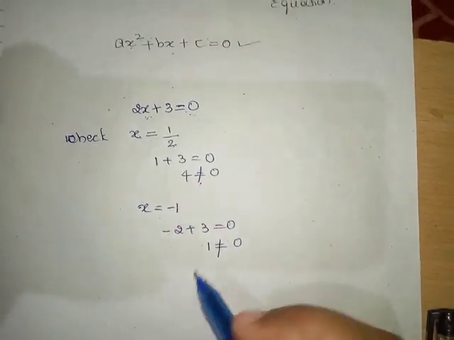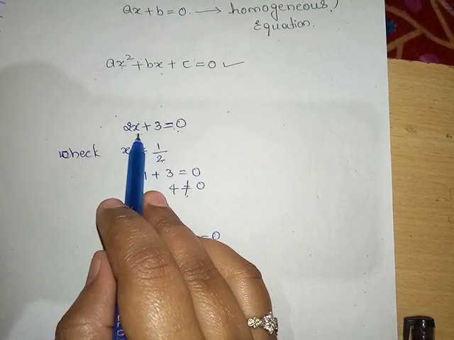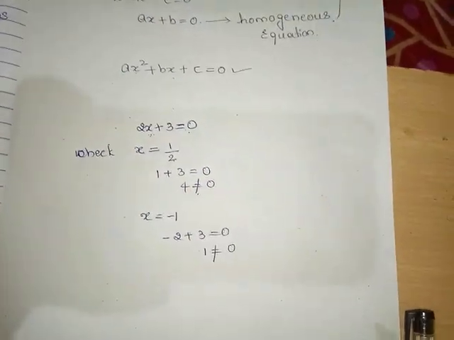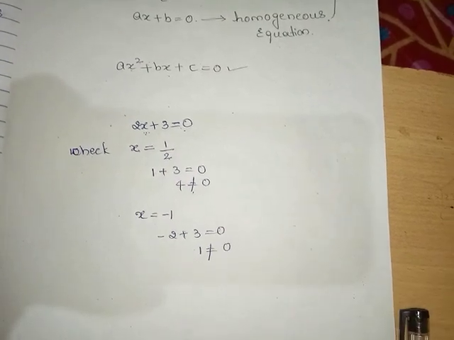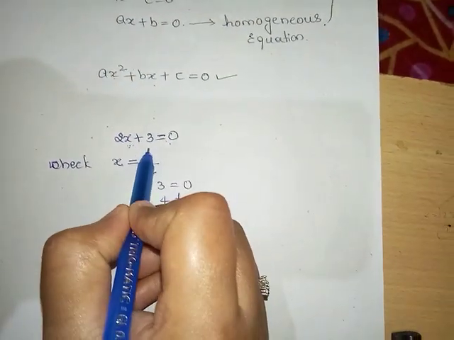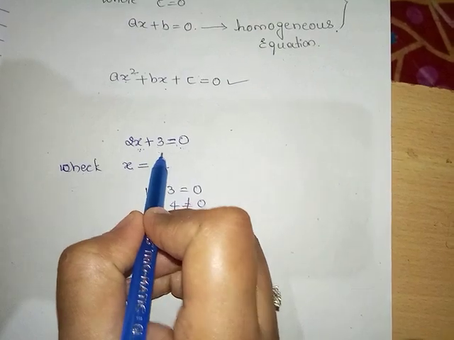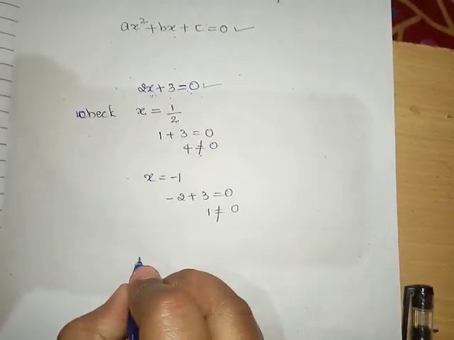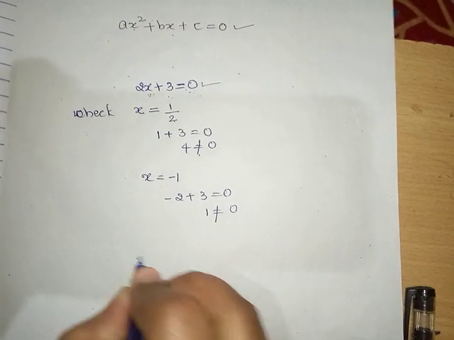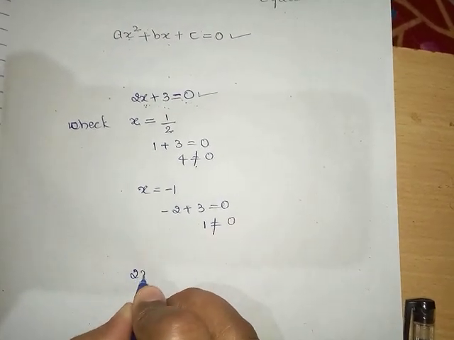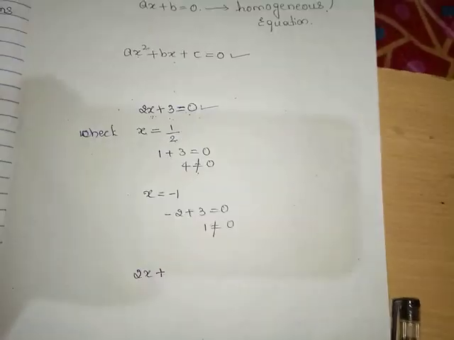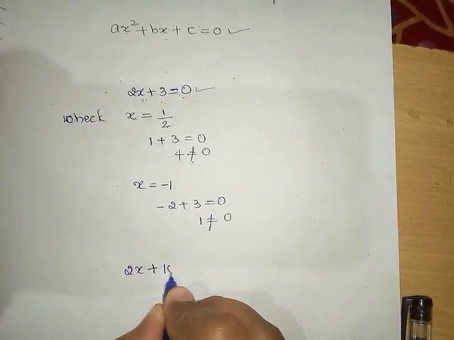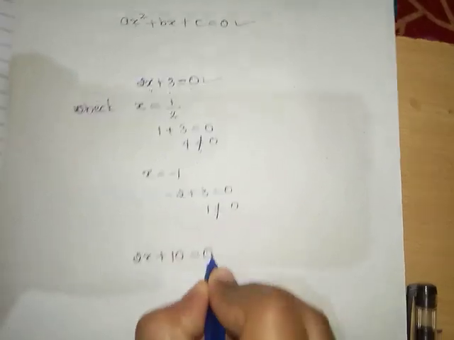Similarly, you have to consider some more values to get LHS equal to RHS. When you substitute those values, you understand that we don't get any value which gives us LHS equal to RHS for this equation. I will consider another equation, that is 2x plus 10 is equal to 0.